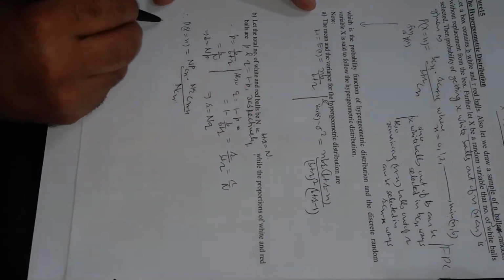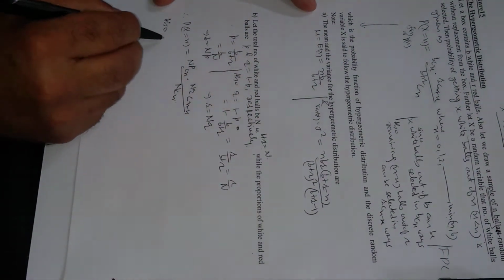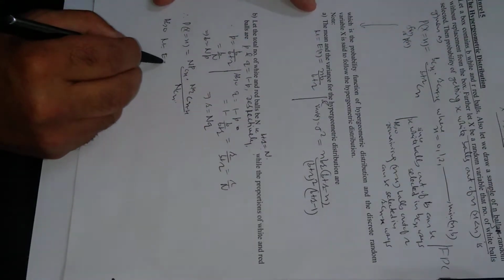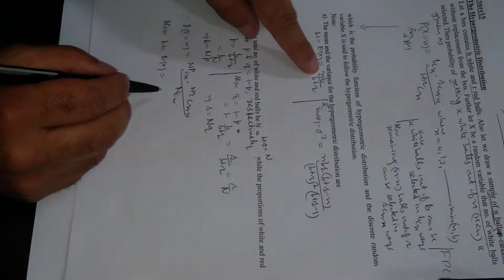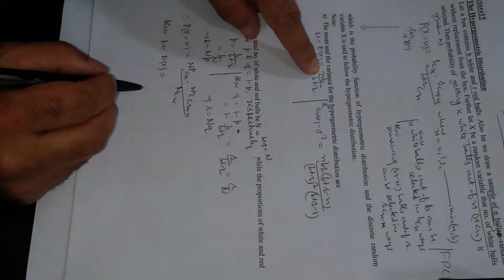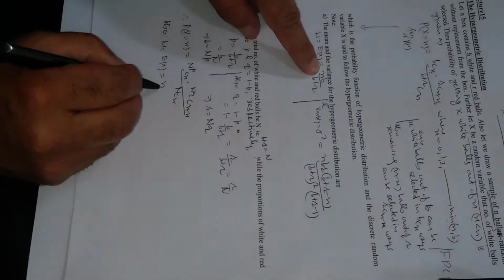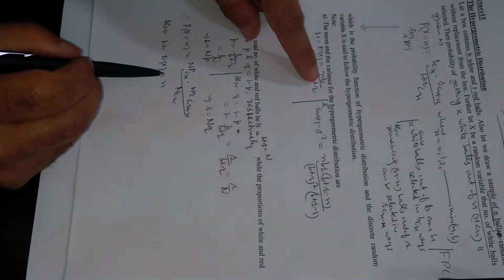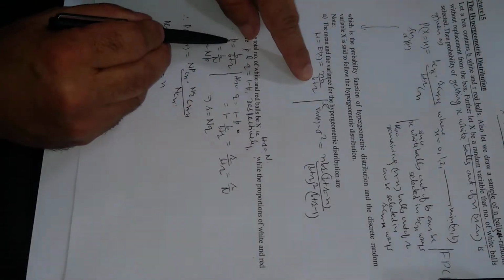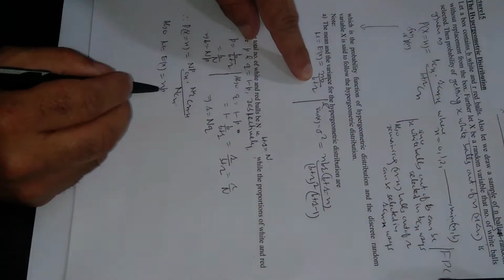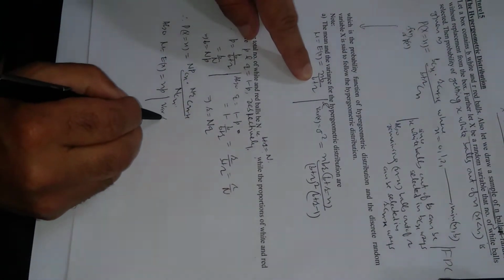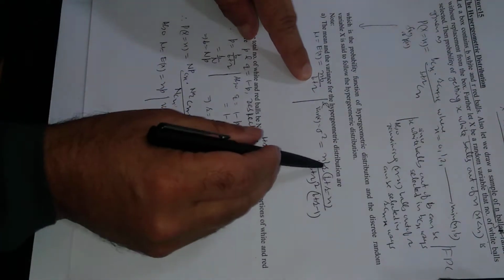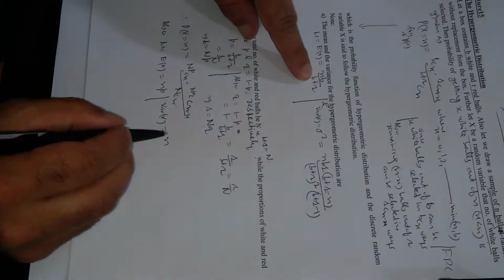Also, mu, the expectation of x, will be nb upon b plus r. N is as it is. Now what is b upon b plus r? B upon b plus r is p, so this will be np, and the variance of x, from here n. What is b and r?